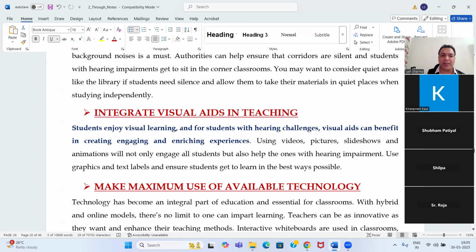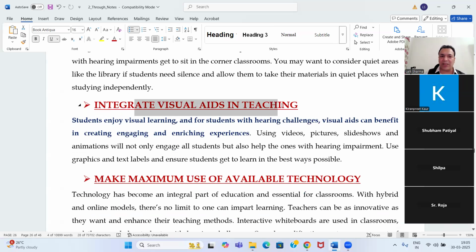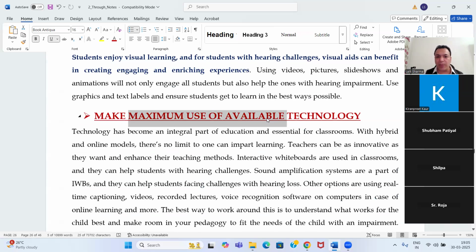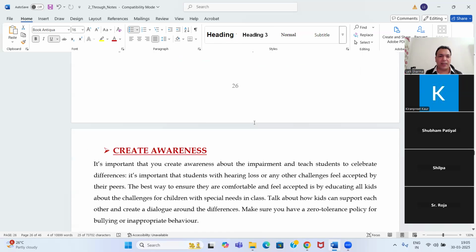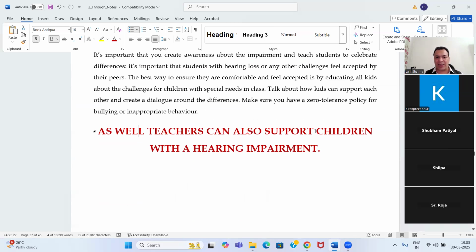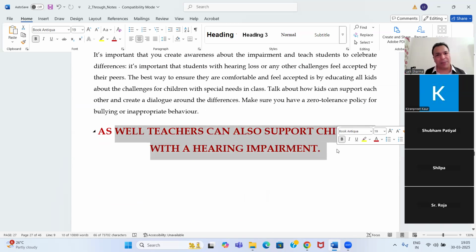Minimizing background noises, integrating visual aids in teaching. Okay, make maximum use of available technologies. So these are all the points. Create awareness, as well as teacher can also support children with a hearing impairment. Okay, so these are all the points you have to define as an educational program for inclusive settings. Okay, these are all the points you have to take care of in your class also.